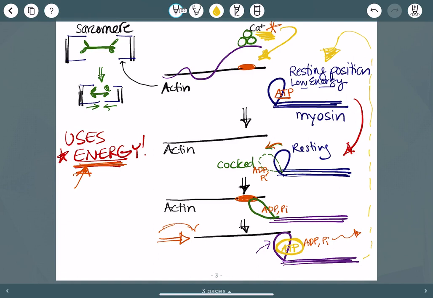So the binding of actin to myosin, the holding of those two molecules together, does not require energy. The movement of actin and myosin creating a contraction requires energy because of the process required to cock the myosin head. That is the step that uses the ATP.